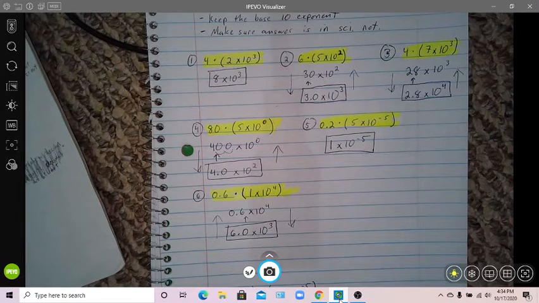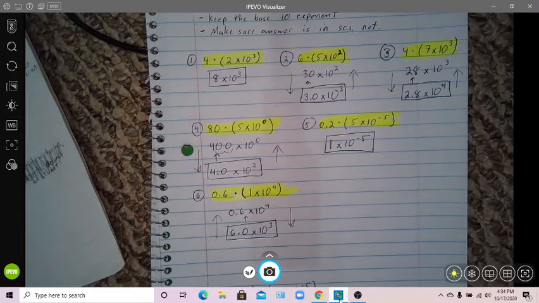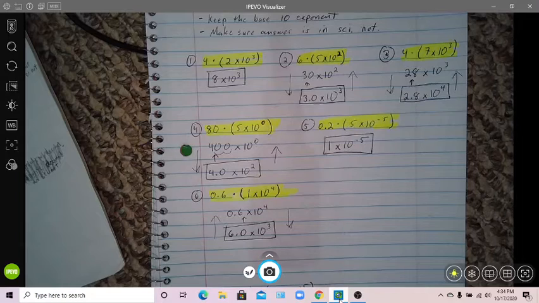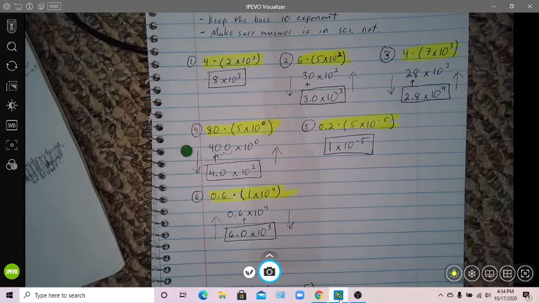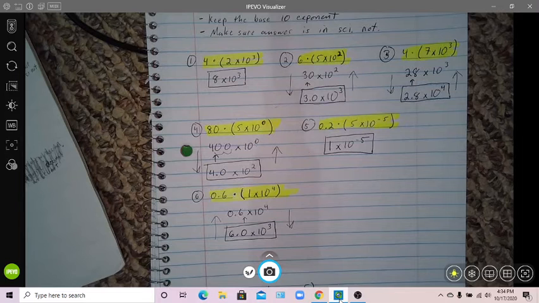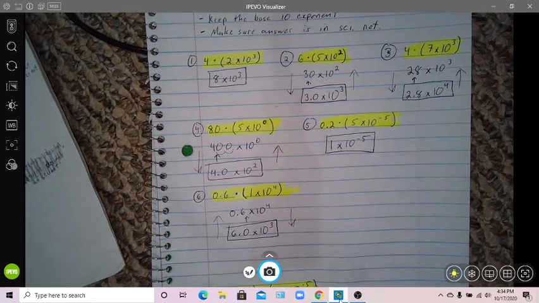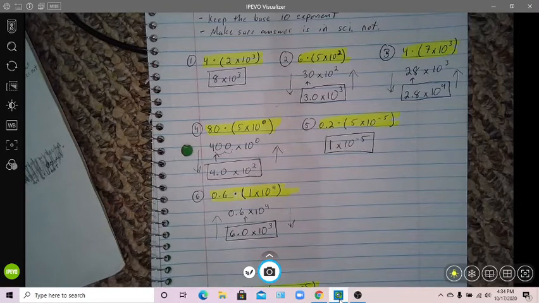For one like this, I'm going to multiply the coefficients. 3 times 2 is 6. I'm going to add the exponents, negative 4 plus negative 5, because it's multiplication. You can do that in Desmos if you want. Negative 4 plus negative 5 is negative 9. So I'll put 6 times 10 to the negative 9. The answer is in scientific notation, so I don't have to adjust anything, move decimals, or change exponents.